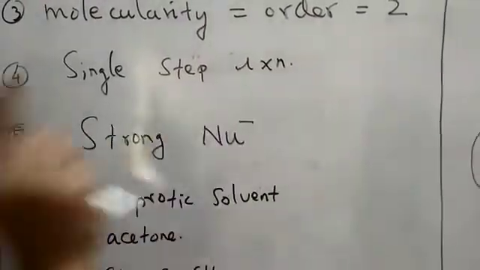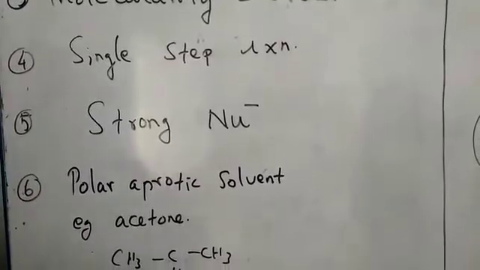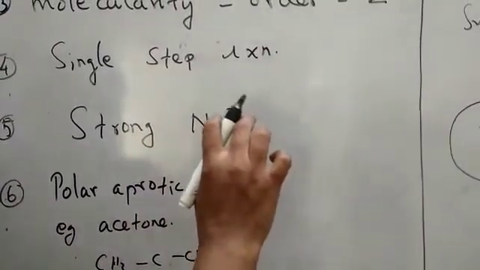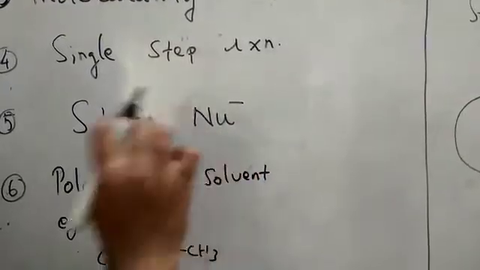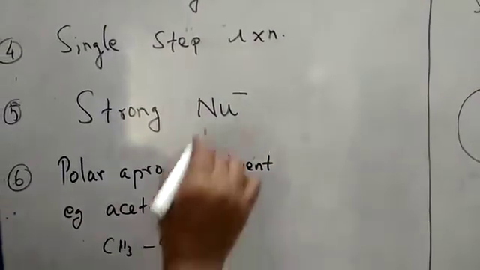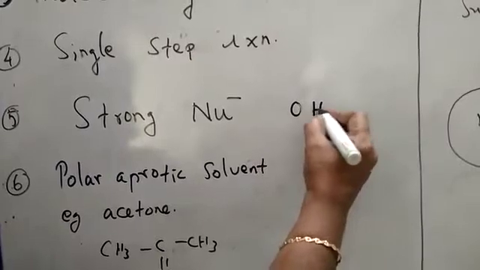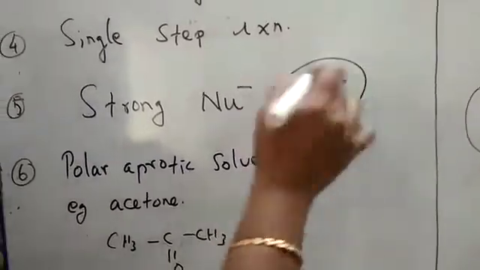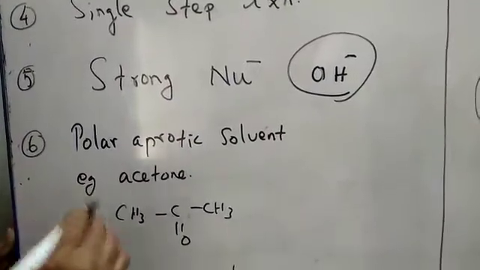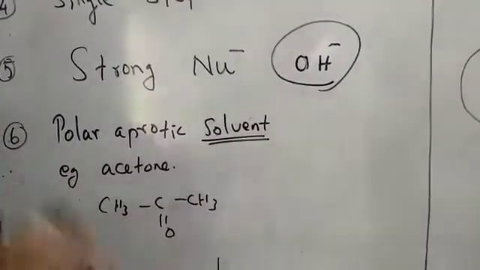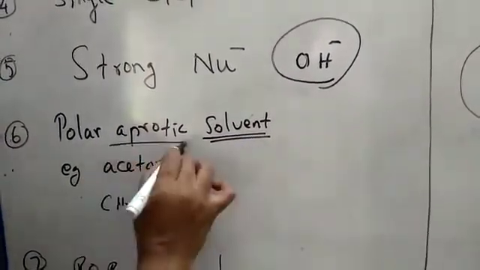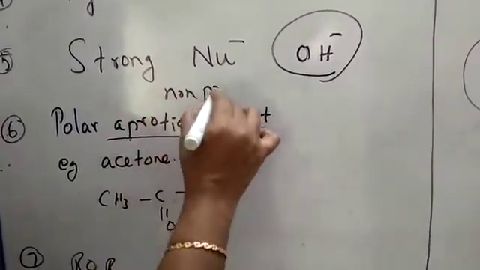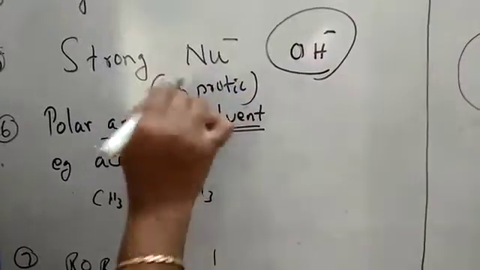So this is the single step. The next important point is that in this reaction, the nucleophile should be a strong nucleophile. The example we had, this nucleophile, it should be strong. Next point is regarding the solvent. Solvent should be aprotic. Aprotic, you can call it non-protic also, both are the same.